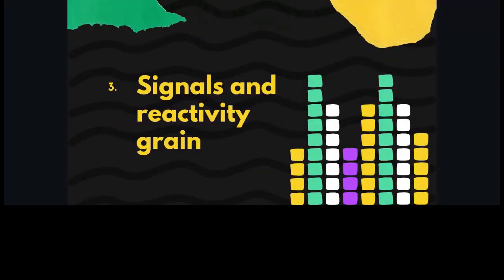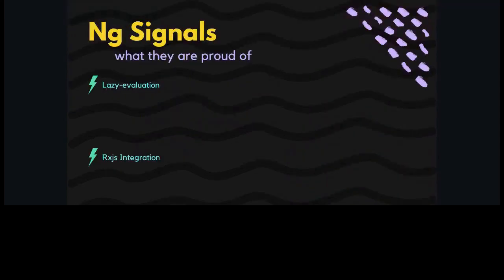Let's go to signals and reactivity. So what are we proud of with signals? Signals is a system of pull and push. First, it has lazy evaluation, and we are proud of RxJS integration and interoperability. The important message of this talk: RxJS is not deprecated, and signals will not replace RxJS.